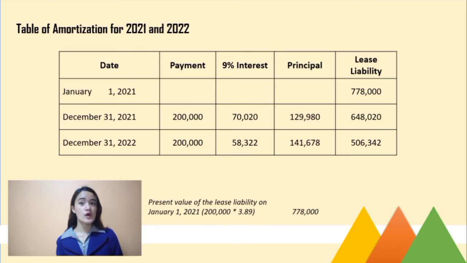So, dito na tayo. Paano na natin makukuha si lease liability? So, si principal payment, ide-deduct natin siya sa lease liability from the previous year para makuha ang lease liability ng current year. So, paano yun? 778,000 lease liability noong January 1, 2021 minus the principal payment sa December 31, 2021, makukuha natin yung amount na 648,020 pesos.